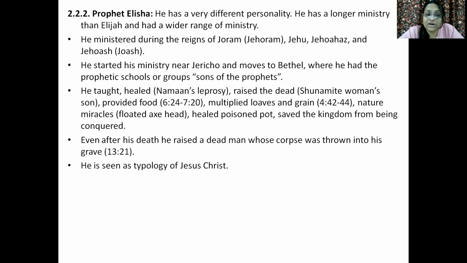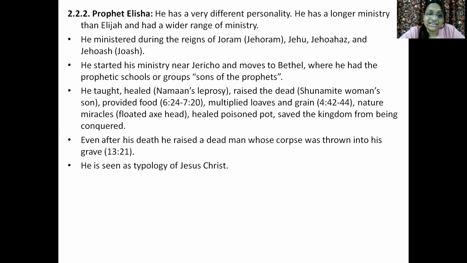Mainly, we know the story of Naaman's leprosy being healed. Then we see that he raised the dead, the Shunammite woman's son. He provided food, and he multiplied the loaves and grains. He also did a miracle in nature: he floated the iron axe head on water. It should have drowned, but he floated it. Then we see that he healed the poisoned pot. And he saved the kingdom from being conquered also. So he was ministering in a lot of areas of Israel at that time.